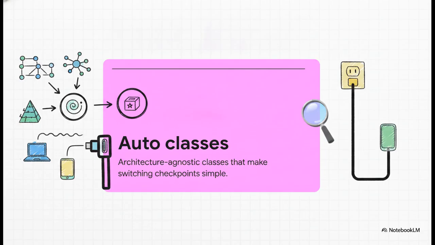Hard-coding a specific class is like wiring a proprietary charger directly into your living room wall. It only ever charges one type of device. But auto classes, they're like installing a universal USB-C port. Whatever new device comes along, you just plug it in and it works seamlessly.